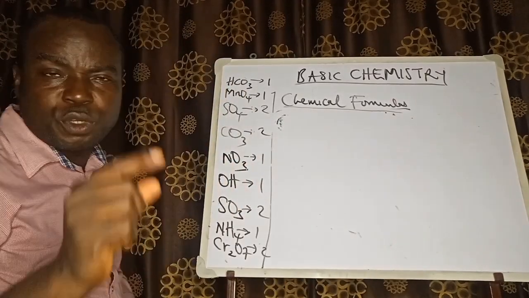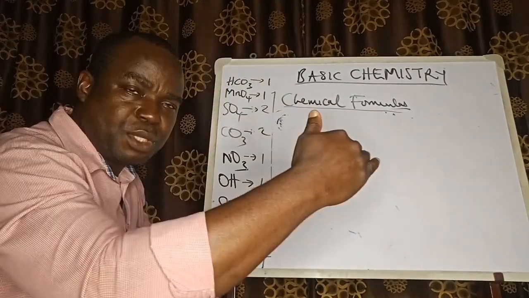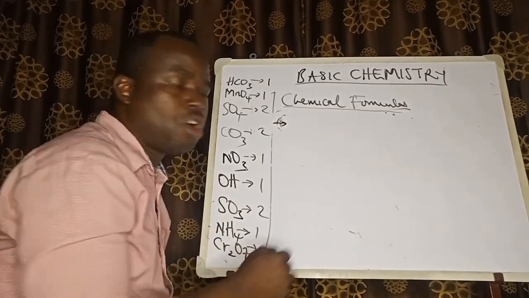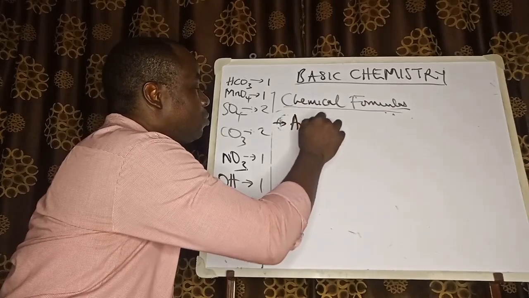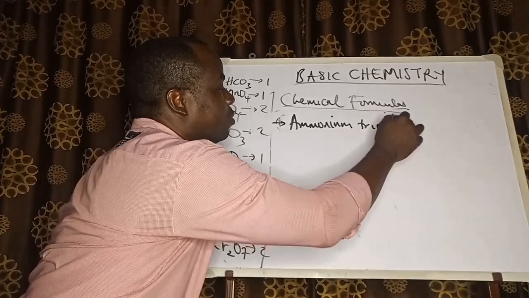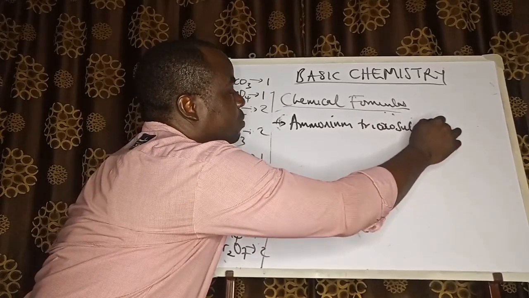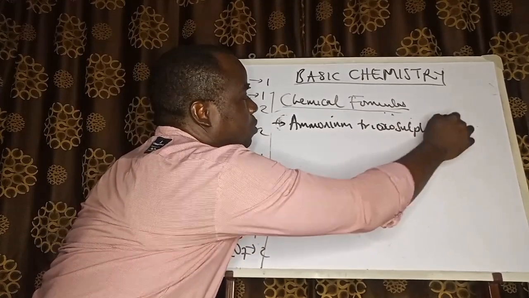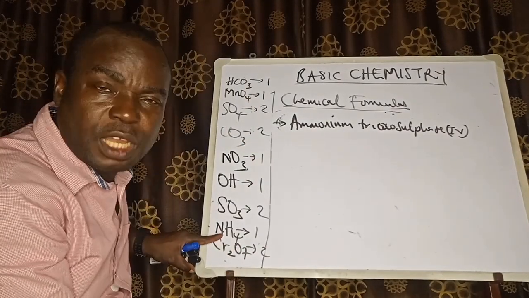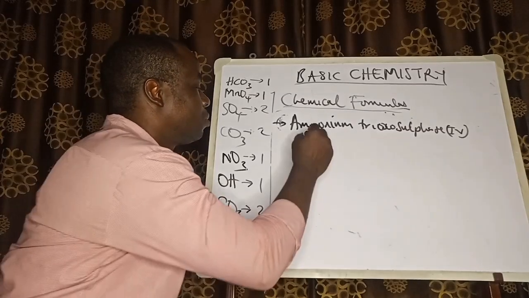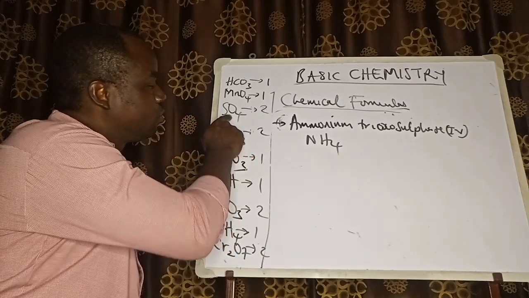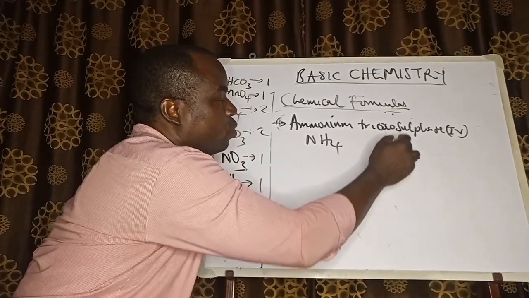Okay? Now, with what we have said, let's pick one more example. Then we now take it a bit higher. Let's look at ammonium trioxosulfate. How do you do ammonium trioxosulfate? What is ammonium? NH4, right? Trioxosulfate. Tri is 3, oxosulfate.